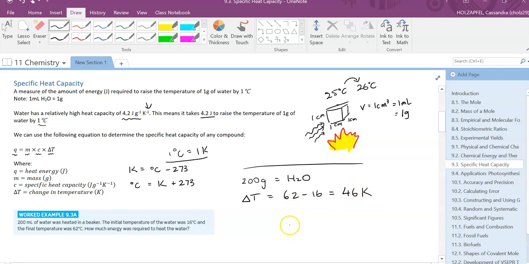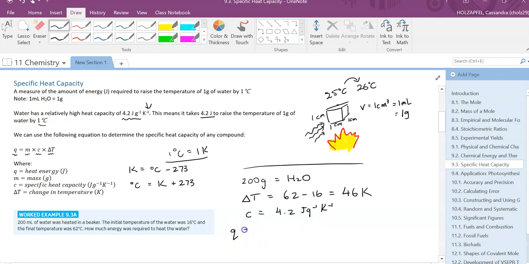Okay, and then what was the next bit of the question? How much energy was required to heat the water? So the specific heat capacity of water is going to be 4.2 joules per gram per Kelvin. Oops, capital K for Kelvin. All right, so let's substitute these values in and work out the total amount of energy required.